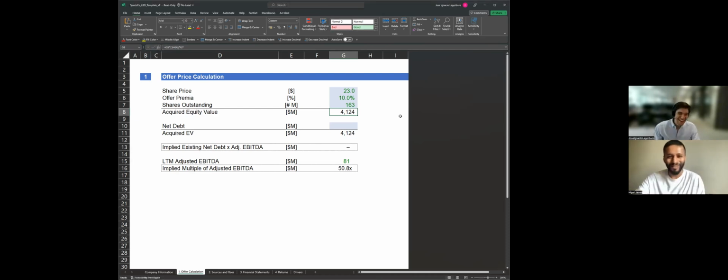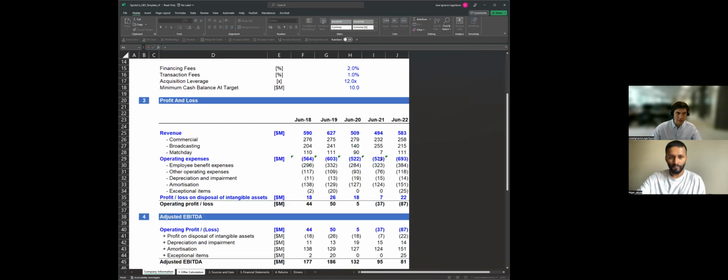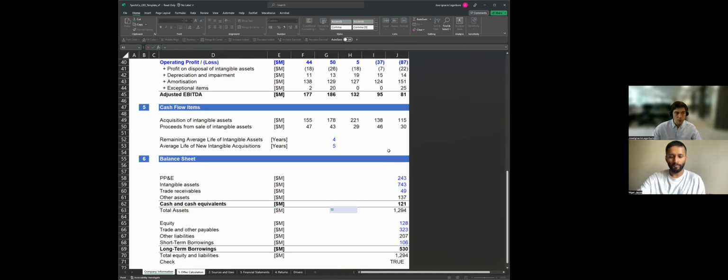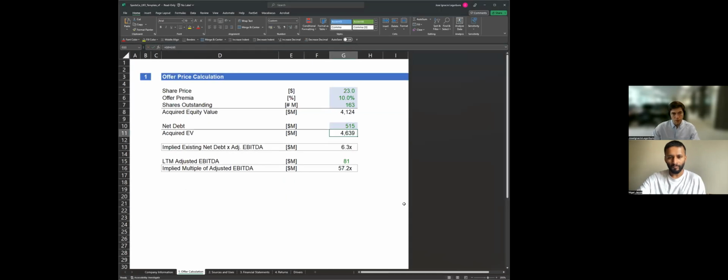Okay, so let's move on and continue. Now what we need to calculate is the enterprise value of the company, i.e., the total value of the company, taking also into account the debt. That's why we need the current balance sheet. We're going to add both the short-term and the long-term borrowings, and then deduct the cash. Okay, so this is the total EV of the company, 4.6 billion.